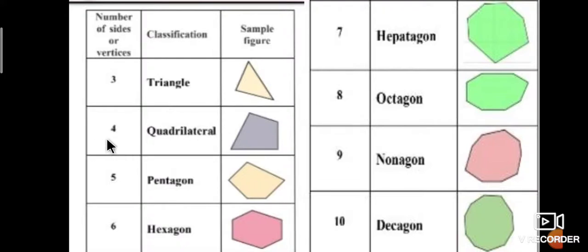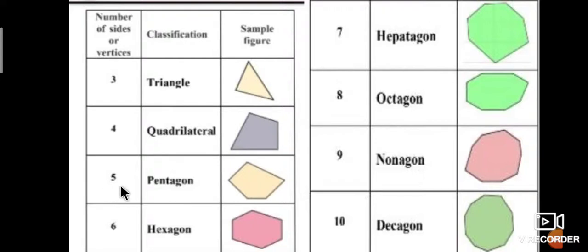Next, when the number of sides is four, that is called a quadrilateral. It has four sides. That is called a quadrilateral.